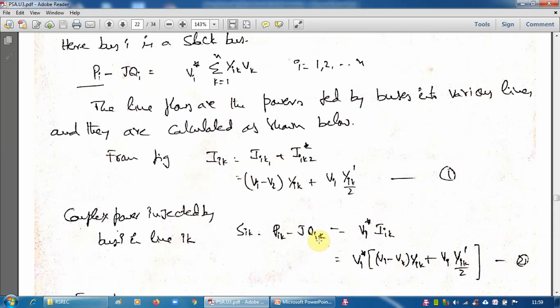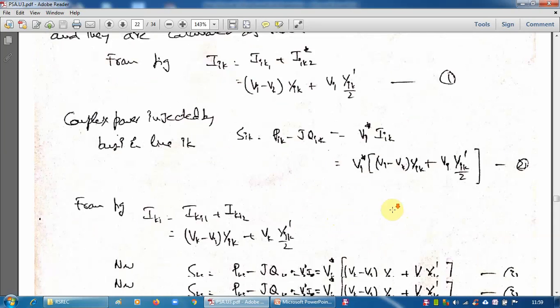So finally this is the expression. Complex power injected by bus I into line, finally VI conjugate into I. This is VI conjugate into this II. This IIK is written like this. So this is the final expression.